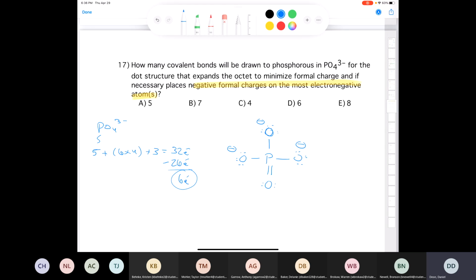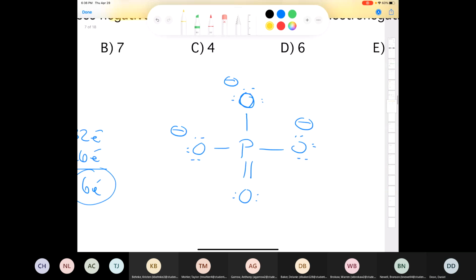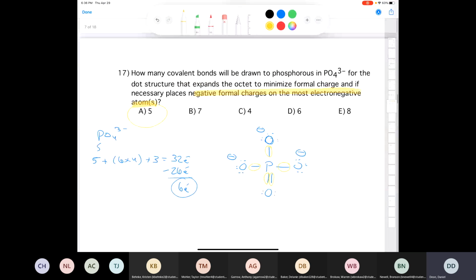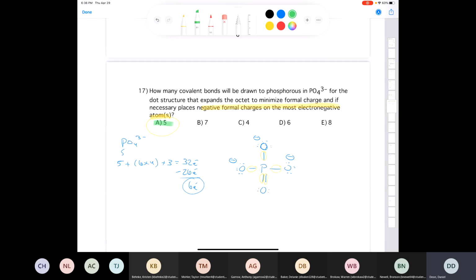So it's asking us how many covalent bonds are formed. Well, we have a covalent bond here, another one here, another one here, and we have 2 covalent bonds here. So that gives me a total of 5 covalent bonds.